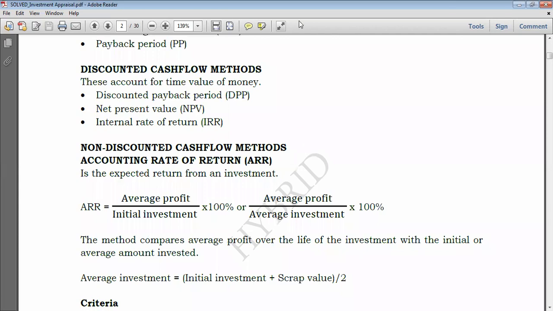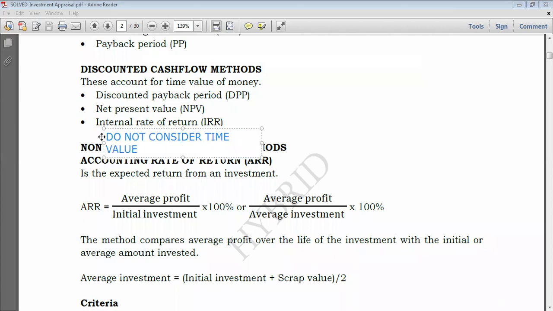These are just methods that do not make use of time value of money. Non-discounted cash flow methods, as I just told you, do not consider time value of money. So cash flows of the present, cash flows at any point in time in the future are just considered to be the same. So we say time value of money, just like this. They do not consider time value of money. So I hope that one is clear.